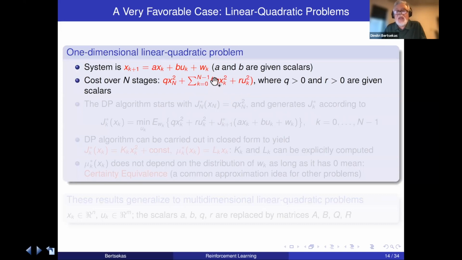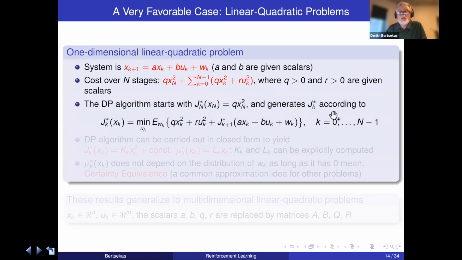And the cost at stage k is this expression here. It's a quadratic in the state, quadratic in the control, and Q and R are given scalars which are positive. And there's also a quadratic terminal cost. So that's the system equation. That's the cost function. And what's the dynamic programming algorithm? Well, it's the algorithm I gave in the previous slide. It starts with the terminal cost and generates Jk star as a function of xk by using this computation. Current stage cost plus optimal cost to go from the next state, expected value of that over w, and minimization over u.